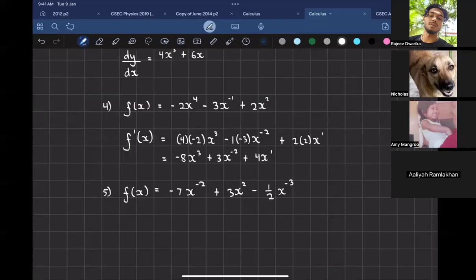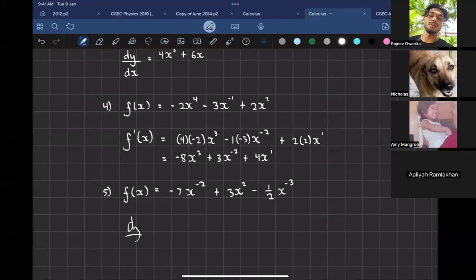My camera quality is not working very well. Call out your answer for me. Tell me exactly what you wrote. 14x to the power minus 3 plus 6x, plus 3 over 2x to the power minus 4. Wait, what is on the left hand side? 14x to the power minus 3.